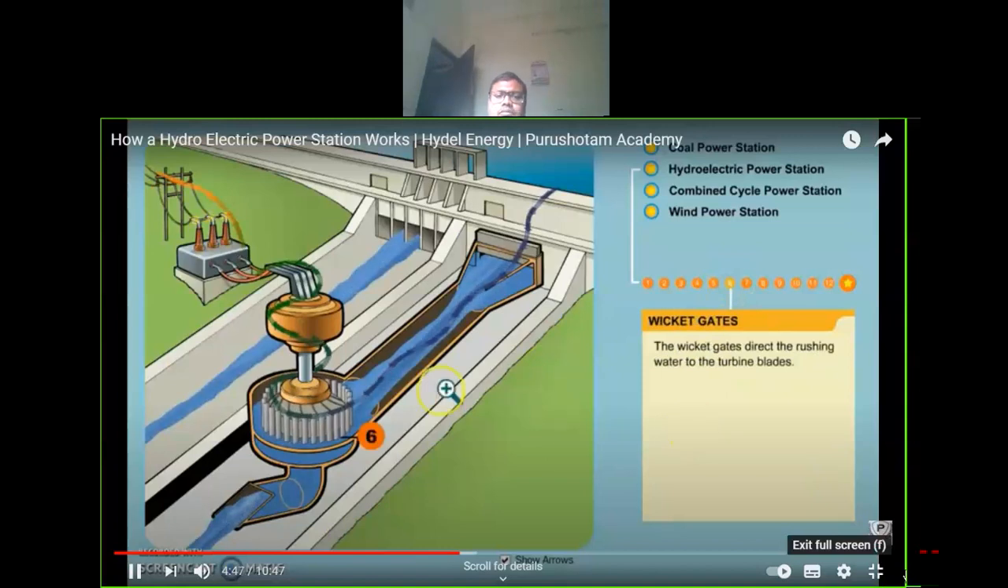Wicket gates anedi chaala chaala important endukante మనం అంత ఫోర్స్తో వస్తున్న వాటర్ని డైరెక్ట్గా టర్బైన్ బ్లేడ్స్ మీద హిట్ చేస్తే బ్లేడ్స్ డ్యామేజ్ అయ్యే అవకాశం ఉంటుంది. అండ్ వాటర్ కూడా టర్బైన్ బ్లేడ్స్ మొత్తం కూడా ఫ్రీగా ఫ్లో అయ్యే ఛాన్స్ ఉండొచ్చు ఉండకపోవచ్చు అనమాట. సో అవన్నీ కూడా ప్రివెంట్ చేయడానికి వీ ఆర్ యూజింగ్ వికెట్ గేట్స్. ఈ వికెట్ గేట్స్ మనం యూజ్ చేస్తున్నాం. సో ది వికెట్ గేట్స్ డైరెక్ట్ ద రషింగ్ వాటర్ టు ద టర్బైన్ బ్లేడ్స్. సో ఏదైతే వాటర్ ఎక్కువ ఫోర్స్తో వస్తుందో ఆ వాటర్ని ప్రాపర్గా టర్బైన్ బ్లేడ్స్ మీదకి డైరెక్ట్ చేయడానికి ఈ వికెట్ గేట్స్ మనకి హెల్ప్ అవుతాయి.